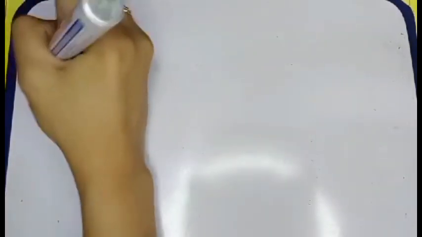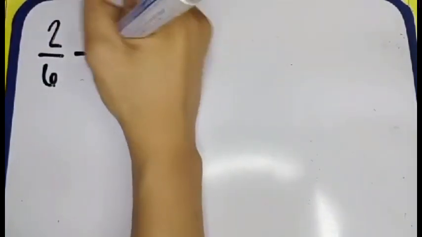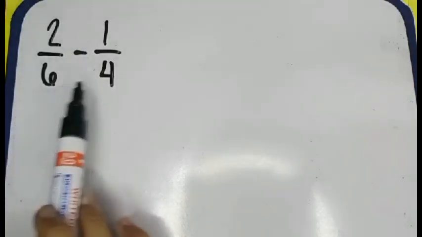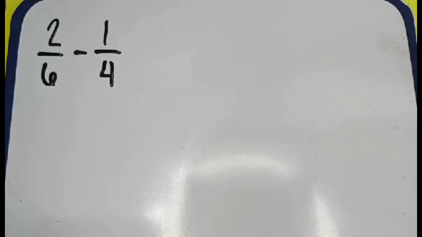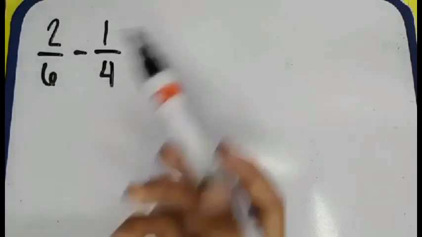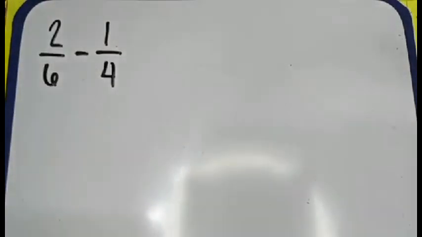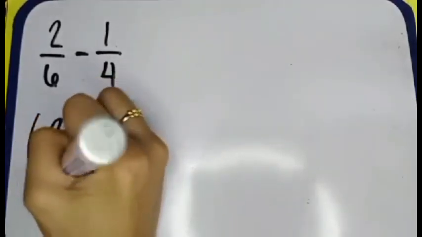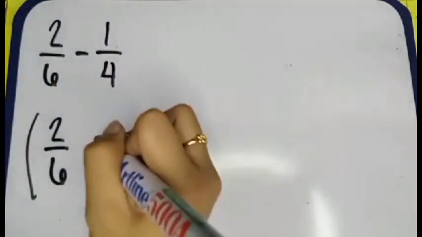Our second example is 2 over 6 minus 1/4. As you can see, the fractions have unlike denominators. So first, let's find the LCM of the denominators 6 and 4, and that is 12. So now, our denominator is 12. After that, we multiply again the numerator and denominator by the number that make its denominator equal to our LCM. So, 2 over 6 are going to multiply by 2.